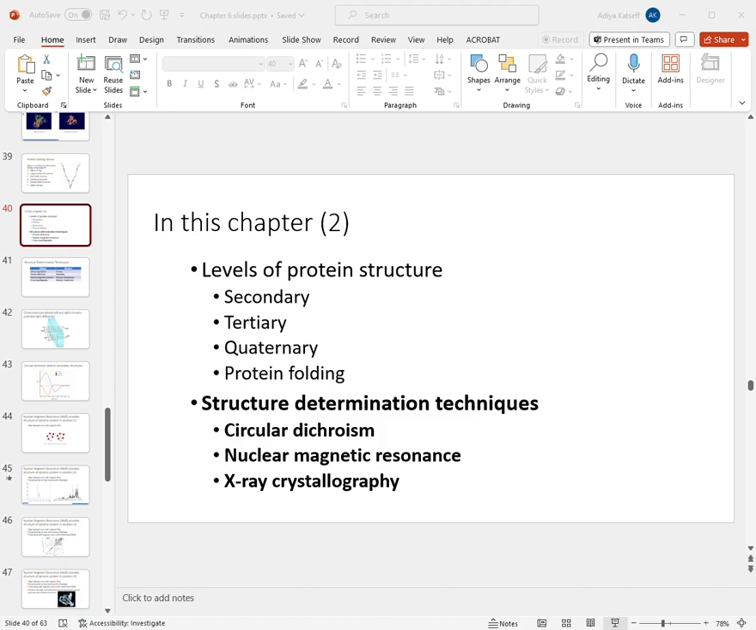So first we'll learn about circular dichroism. Circular dichroism tells us the secondary structure specifically, and then nuclear magnetic resonance and X-ray crystallography will both give you more global information about the tertiary and quaternary structure, so the overall protein shape. So let's go into each of those individually. So first we'll talk about circular dichroism.